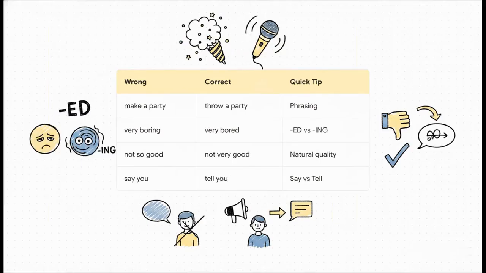Here are 4 more friendly tips to smooth out your phrasing. I want to make a party. Well, in English, we don't manufacture them, we have or throw them. I want to throw a party.